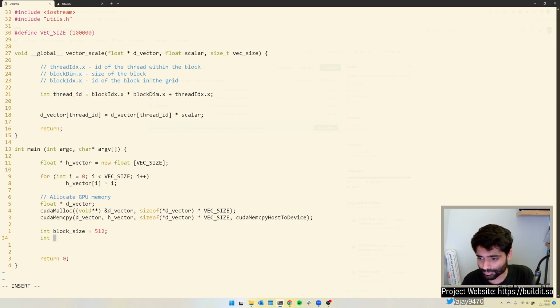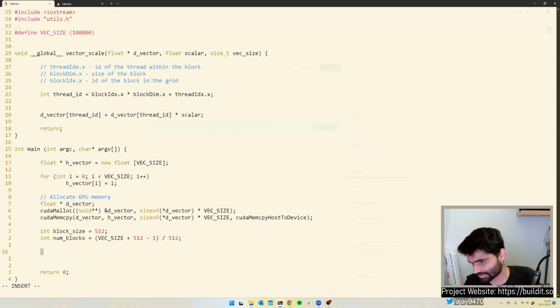I'm going to say num_blocks equals vec_size divided by 512, and we need to round it up so that we have enough threads. A simple trick for rounding up to the next multiple of a number is to add that number minus 1. So you say vec_size plus 512 minus 1, and you divide by 512. This gives you how many blocks you need so that you have enough to fit vec_size number of threads.